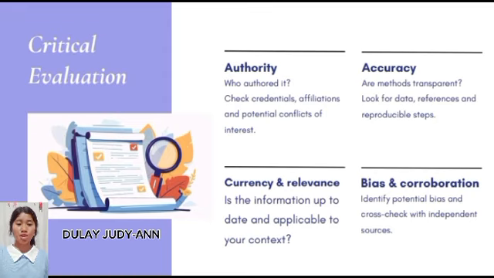Bias and corroboration. Bias means one-sided opinion or favoritism. Corroboration means checking other sources to confirm if it's true. For example, an advertisement saying that their product is the best, and a political blog supporting only one side.